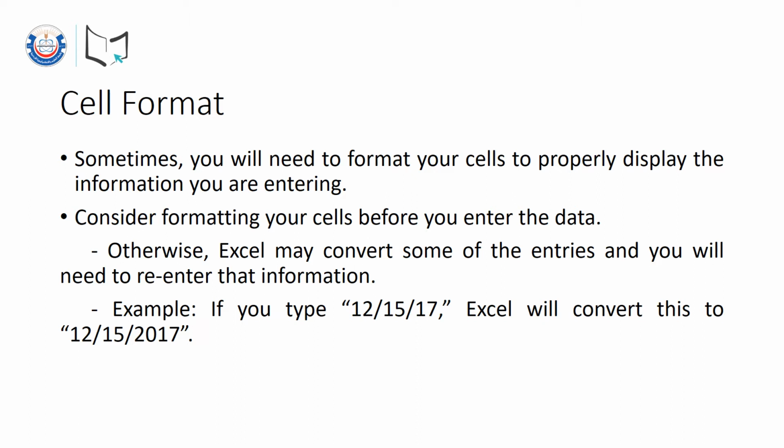For example, if you type 12\15\17 as an expression of certain data, Excel will convert this to be read as 15th of December 2017, assuming you were entering month, day, and abbreviated year. Another example is when you enter 3/4 or third quarter, this will be displayed as the 4th of March.